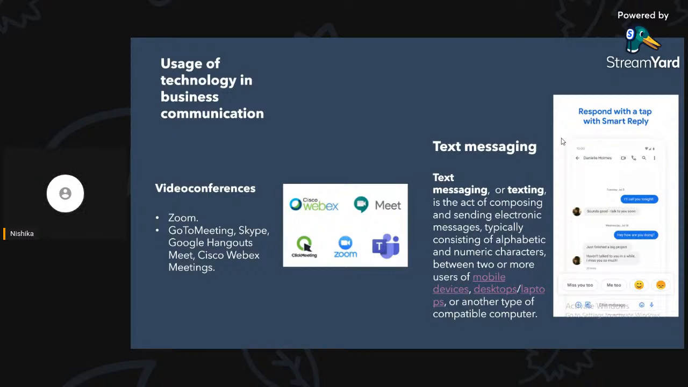Next is text messaging. Text messaging or texting is the act of composing and sending electronic messages, typically consisting of alphabetic and numeric characters, between two or more users of mobile devices, desktops, laptops, or any other type of compatible computer. In text messaging, we just write down our message or the information that we want to convey, and we just click on the send button to send our message.